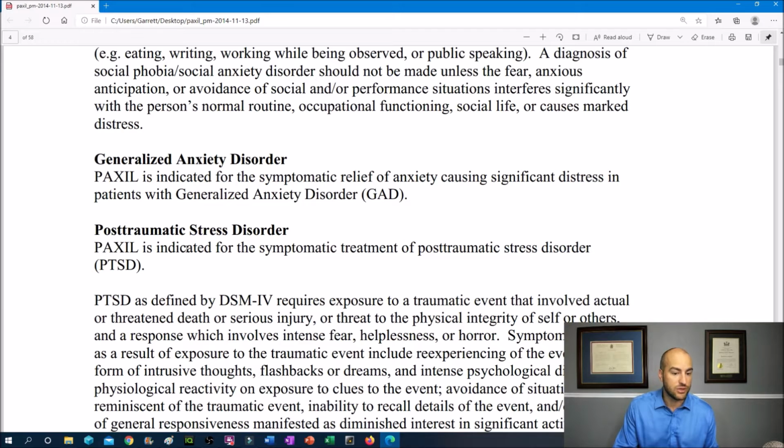Now, post-traumatic stress disorder. Paxil is indicated for the symptomatic treatment of post-traumatic stress disorder, PTSD. PTSD, as defined by the DSM-4, requires exposure to a traumatic event that involved actual or threatened death or serious injury, or threat to the physical integrity of self or others, and a response which involves intense fear, helplessness, or horror.